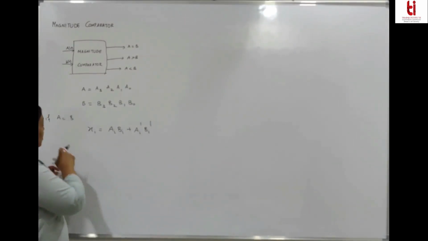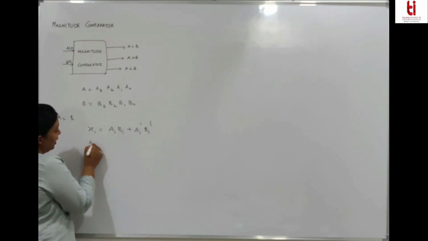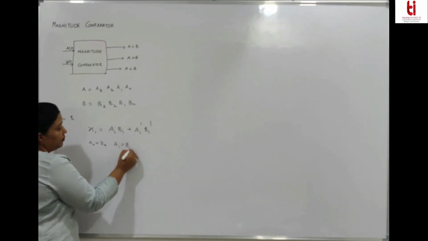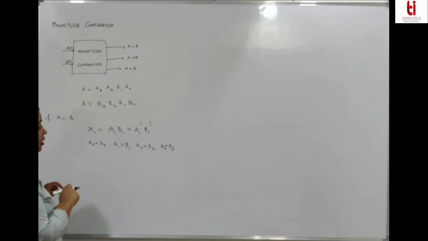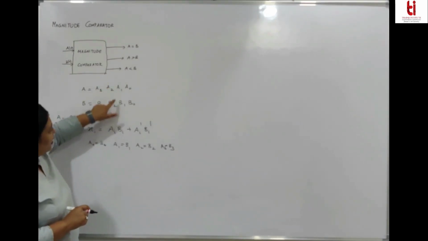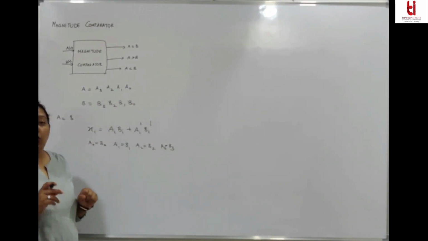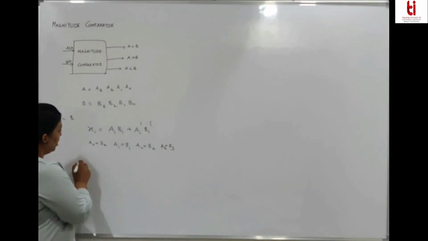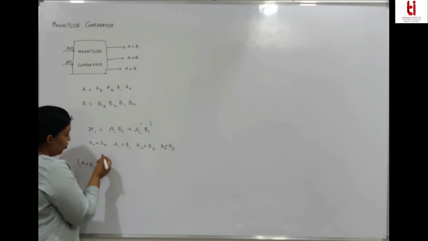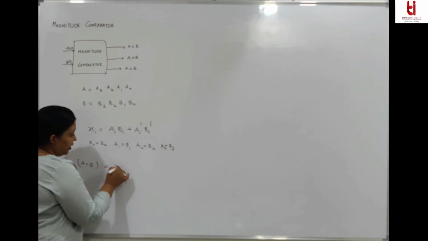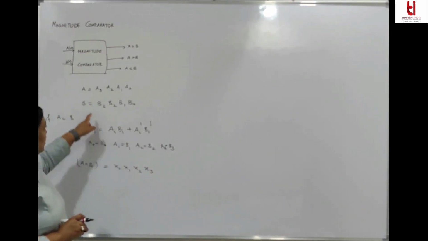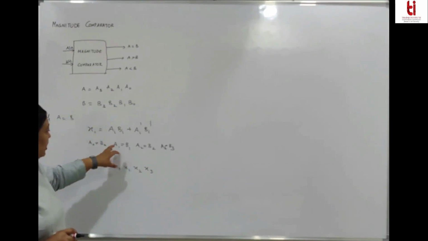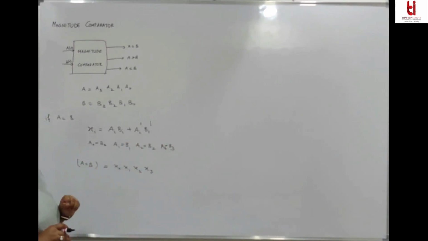Then what do you do? You have to find out A0 is equal to B0, A1 should be equal to B1, A2 should be equal to B2, and A3 should be equal to B3. Then only A is equal to B. That means if all the four comparisons of these bits are 1, then only your final answer A is equal to B. So A is equal to B when X0 is 1, X1 is 1, X2 is 1, X3 is 1. That means you have to combine all these variables. Find out X0, X1, X2, X3. If they are all 1, then A equal to B is high.